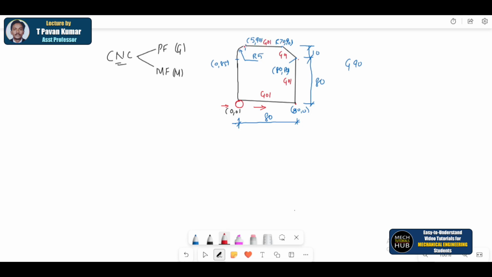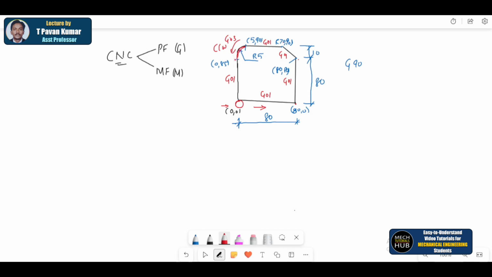At this point it is a counterclockwise rotation, the command is G03. Again till the origin it is G01 only. So we know all the commands. Coordinates we have already marked, then all the commands we have written.